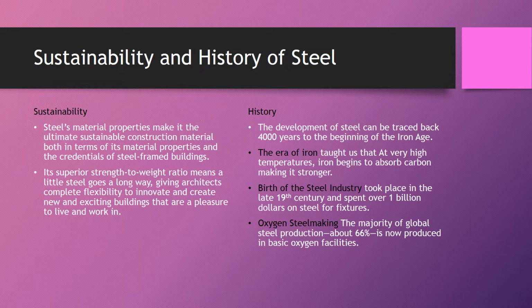A little bit of history here for you. The development of steel can be traced back 4,000 years to the beginning of the Iron Age. The era of the iron taught us that at very high temperatures, iron begins to absorb carbon, making it stronger.